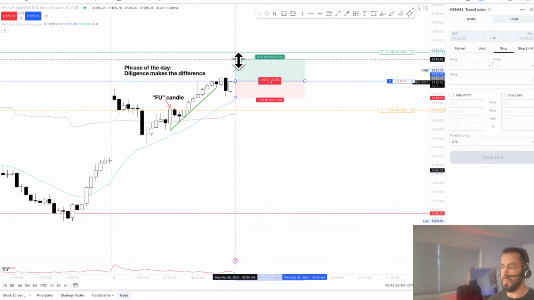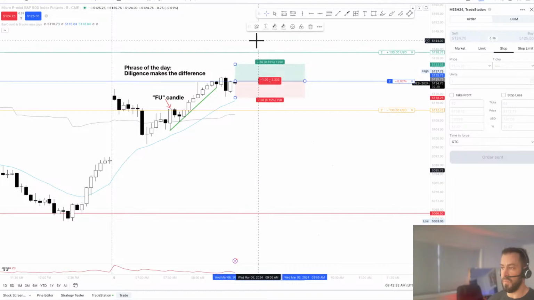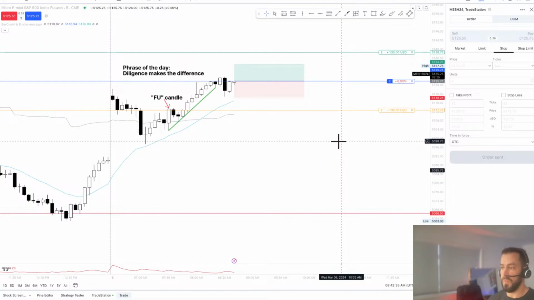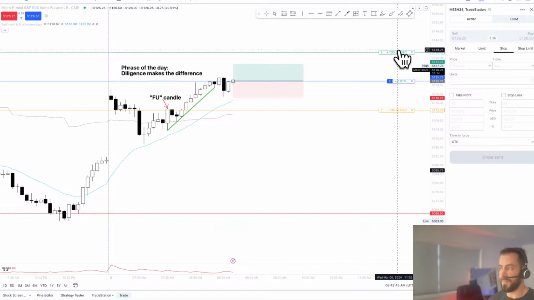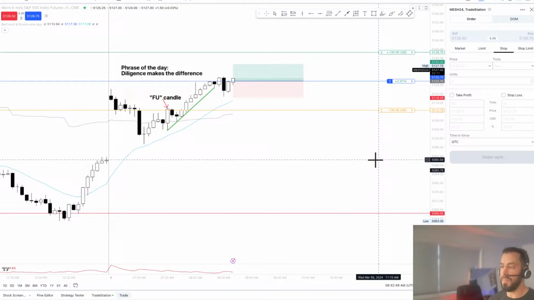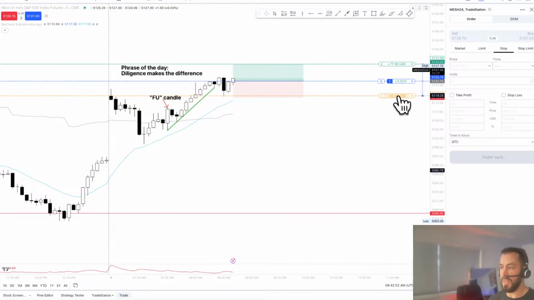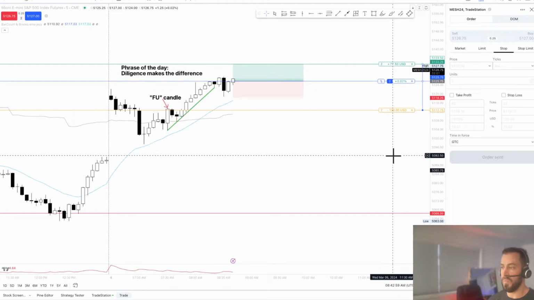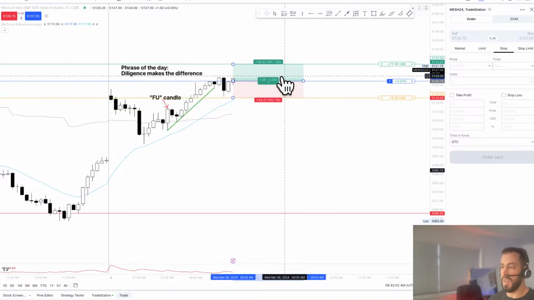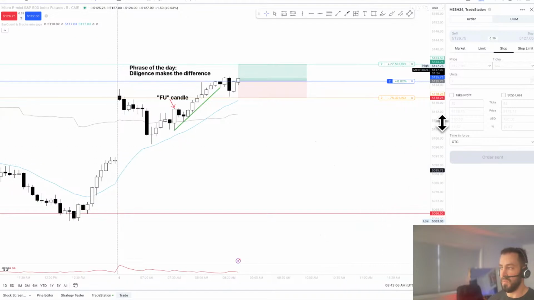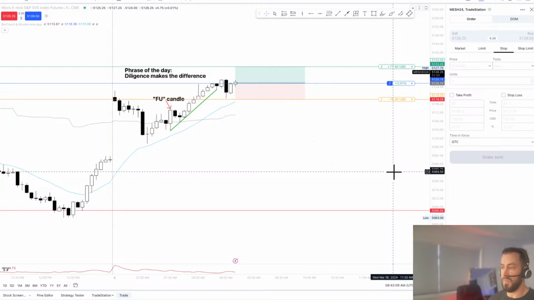Late in the move? R1. 7.5 point stop. 7.5 point profit target. Next thing we're gonna watch, what happens when we test that high.